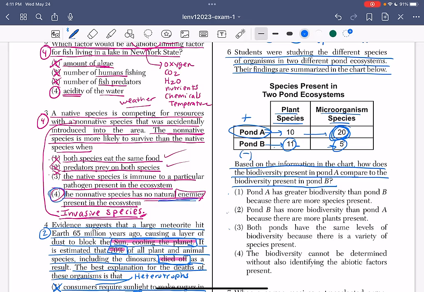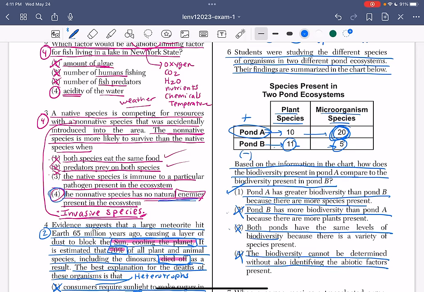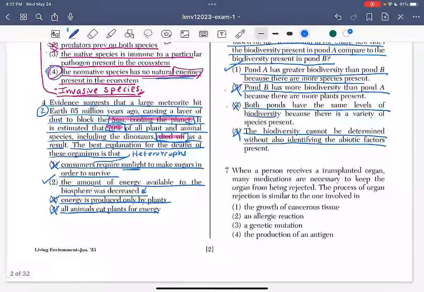For number six, pond A has greater biodiversity than pond B because there are more species present. That is correct. Pond A has more biodiversity. Pond B has more biodiversity than pond A. That's incorrect. Both ponds have the same levels of biodiversity. That's incorrect. The biodiversity cannot be determined without also identifying the area. That is not true. Biodiversity is talking about all the different living things. So for 6, the best choice is 1. Okay, let's go to number 7.